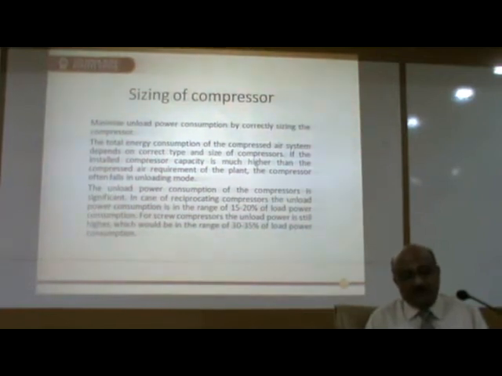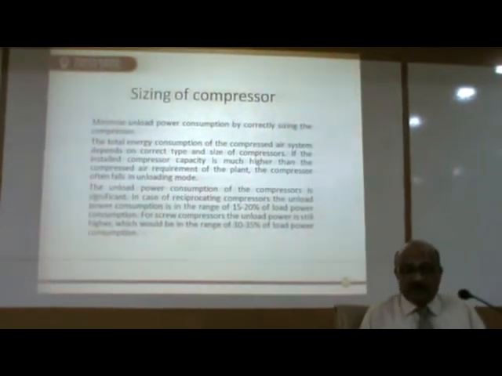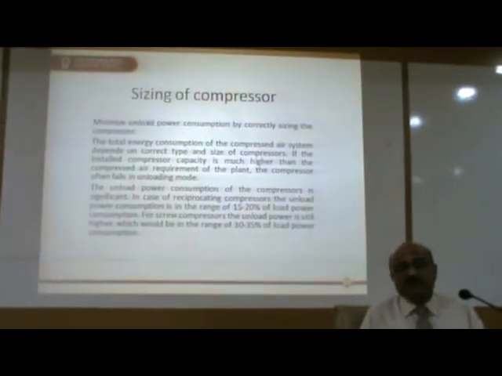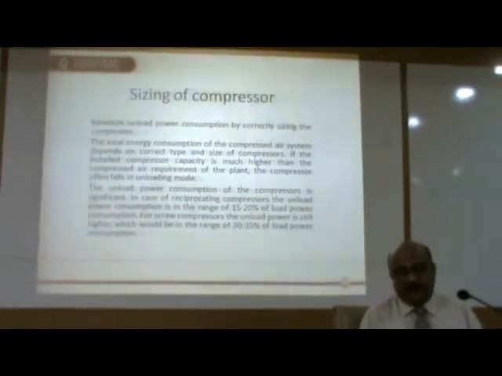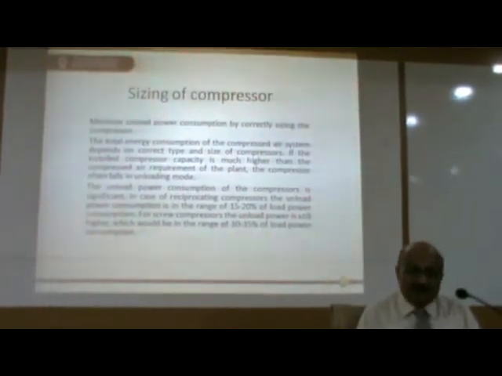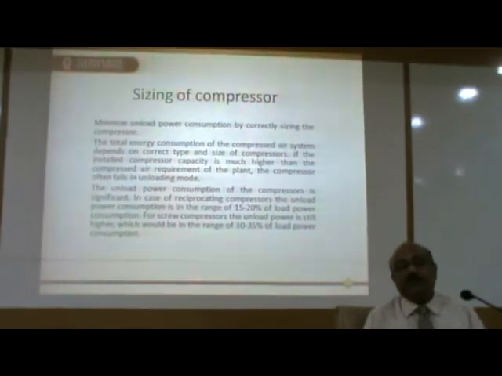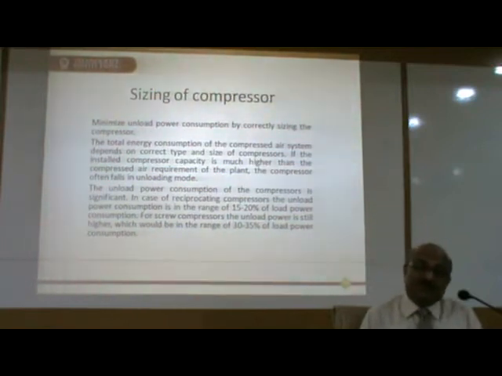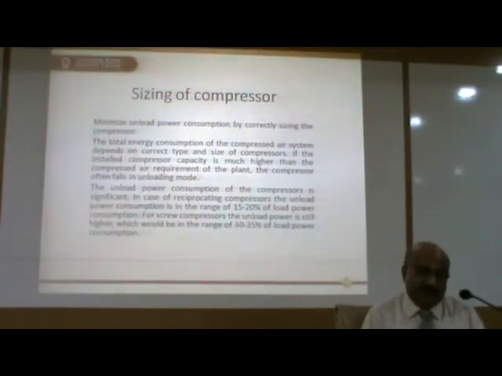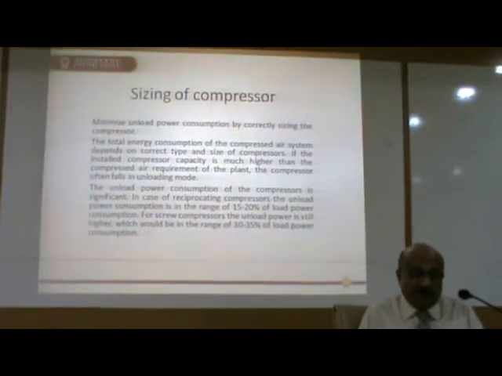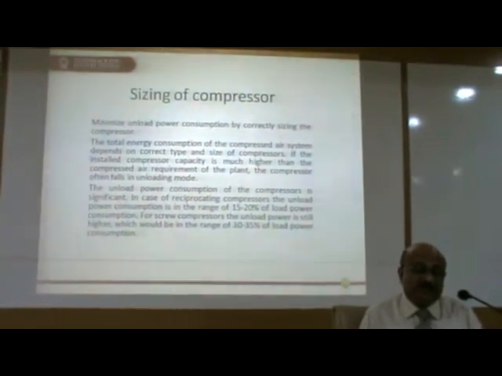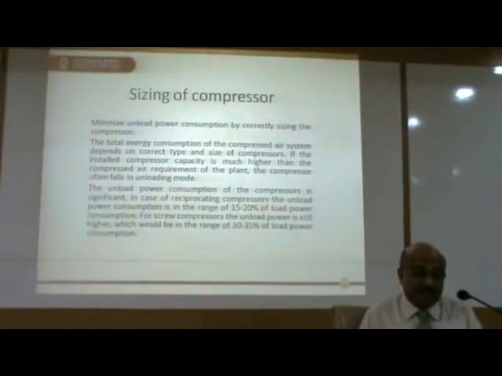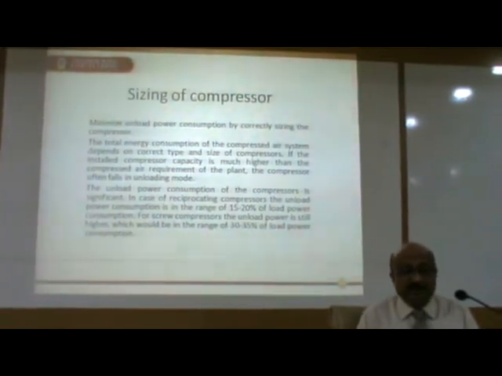Now the first and foremost thing, the sizing of the compressor. First we are going to install the compressor, so what size should we take? Generally there is a tendency, for future scope or future development, to take a higher size of compressor, but this has to be within a certain limit. To minimize the unload power consumption by correctly sizing the compressor, the total energy consumption of the compressed air system depends on the correct type and size of compressors.